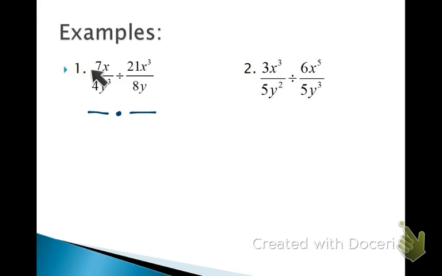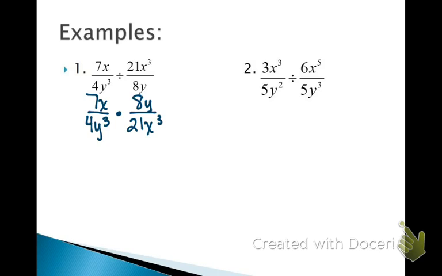So my first fraction is going to stay exactly the same. 7x over 4y cubed. My second fraction, I need the reciprocal, which means I do what? Flip it. So on the numerator, I now have an 8y. On the denominator, I now have a 21x cubed. That's got to be our first step anytime we've got a division problem with rational expressions. After we do that, then it's just like what we've been doing before.